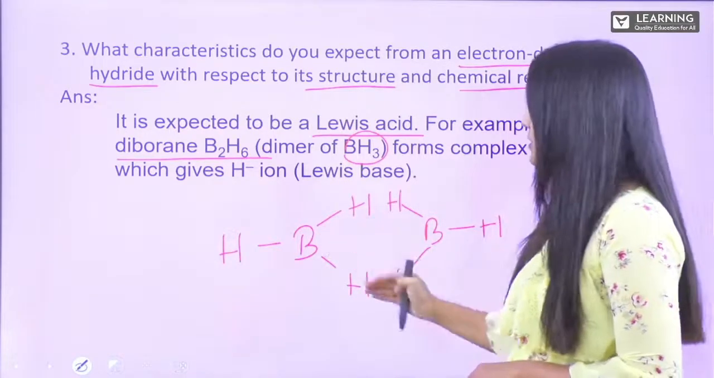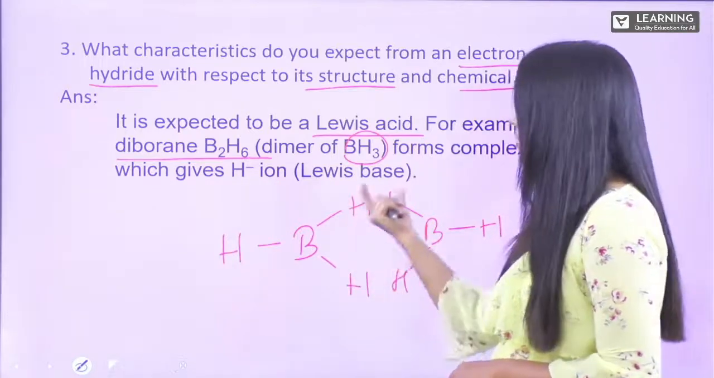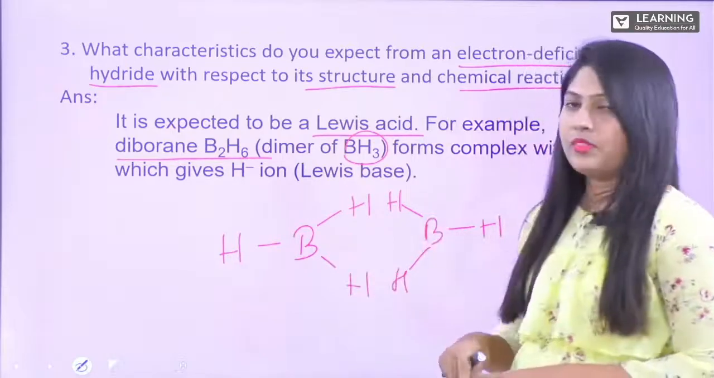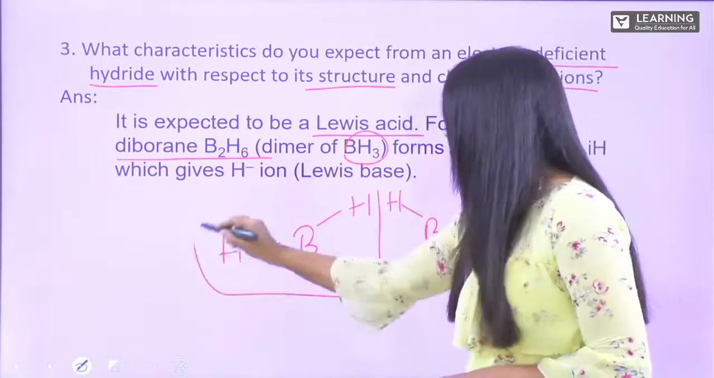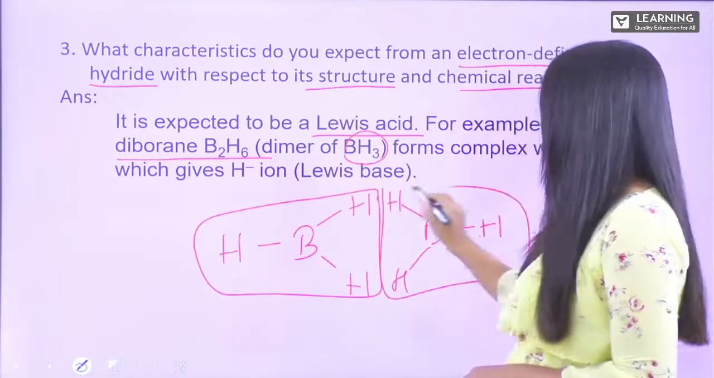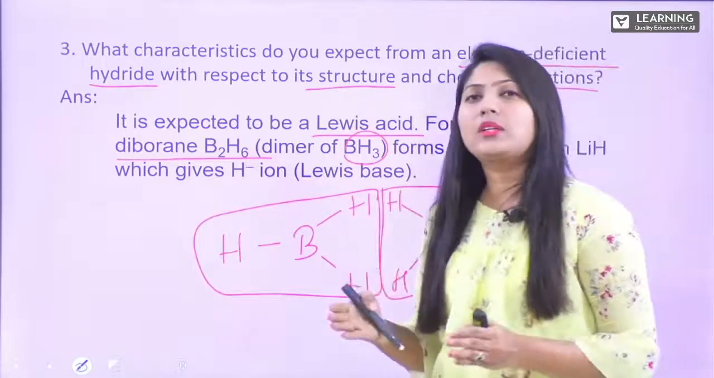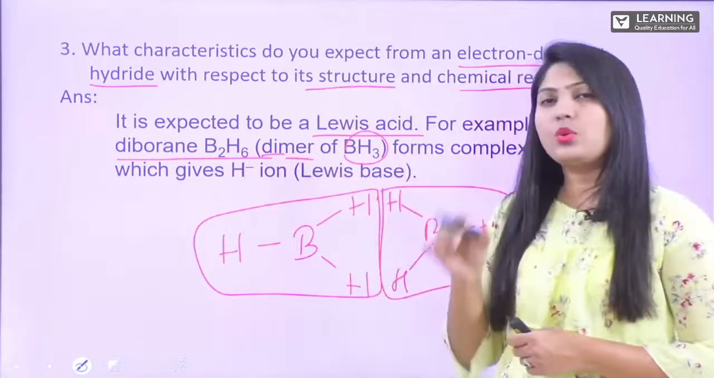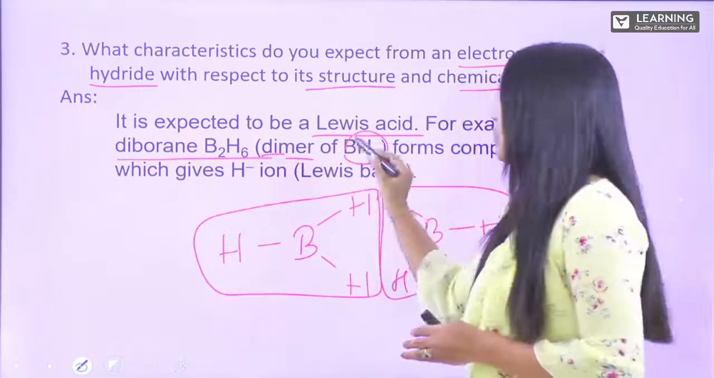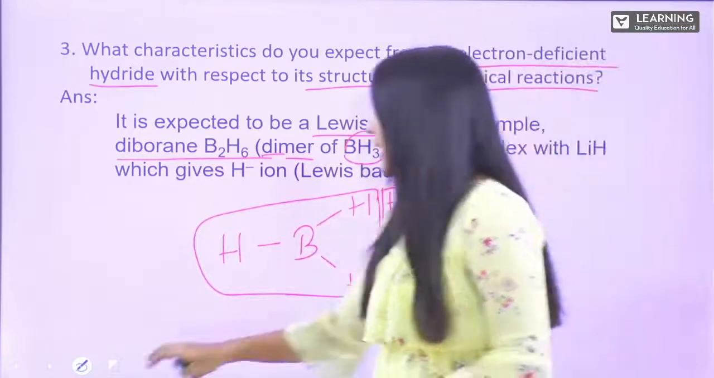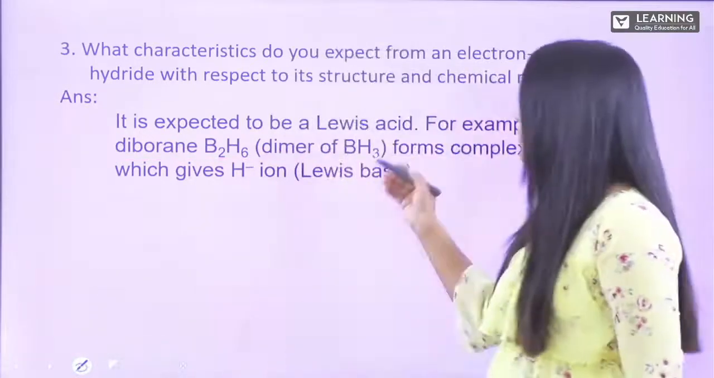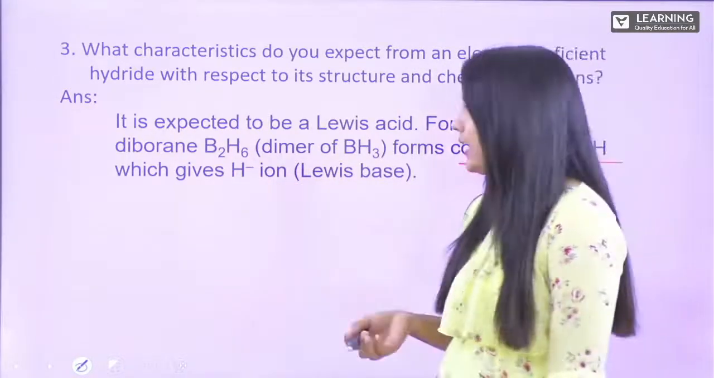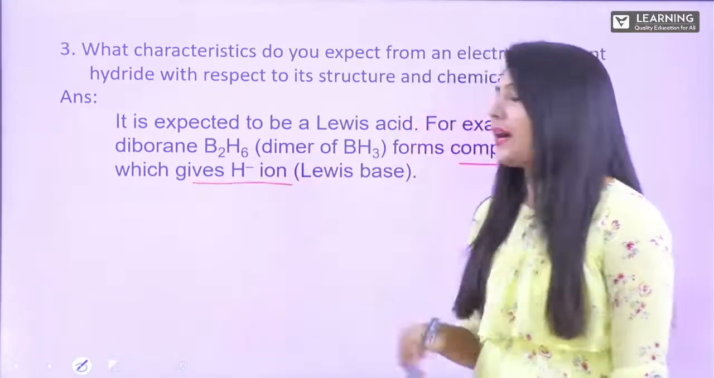So there is an attraction between the hydrogen molecules here, which forms the dimer B2H6. This is one molecule, this is another molecule. Two molecules are combining together to form a dimer. Di means two, mer means unit. Two units are combining together, two units of boron hydride. So they form diborane and form a complex with lithium hydride, which gives you H minus ions.